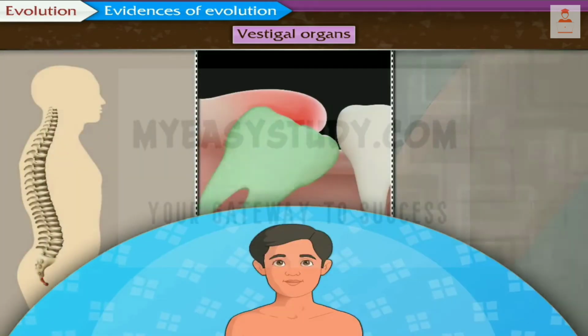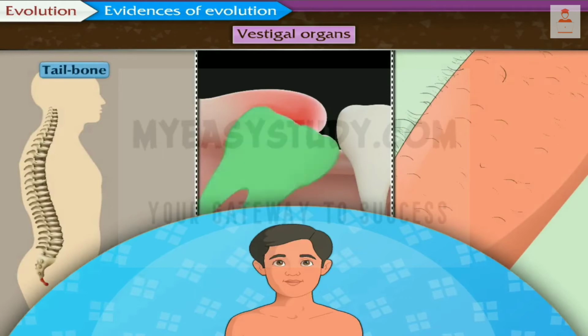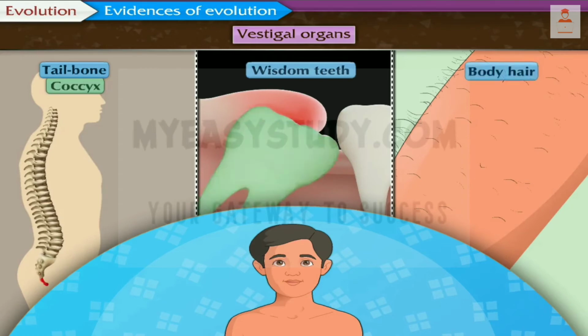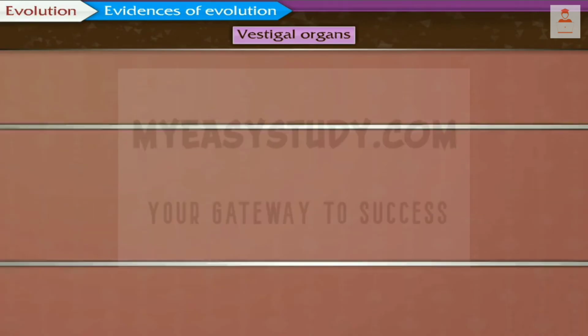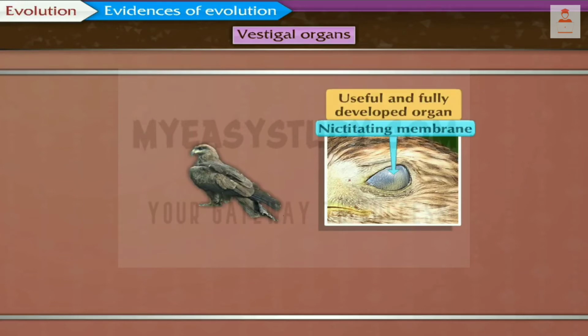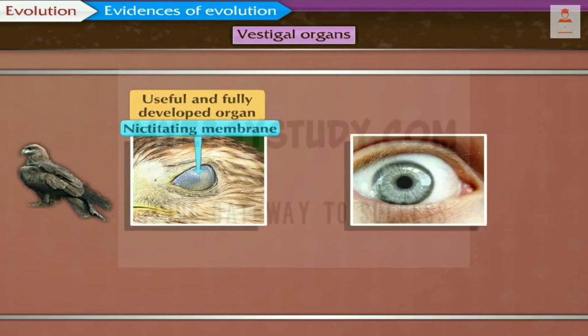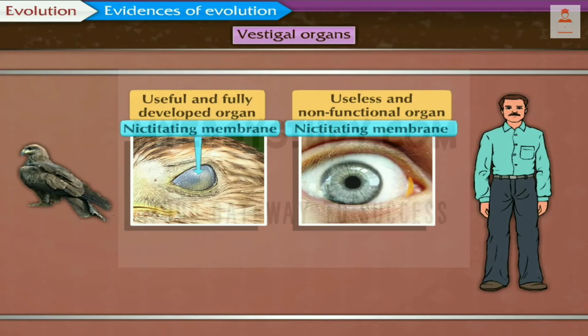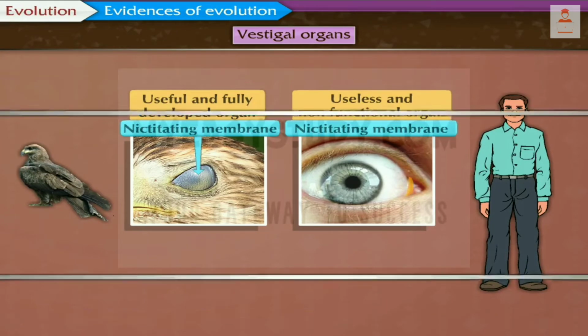Various vestigial organs like the tailbone, that is, coccyx, wisdom teeth, and body hair are present in the body of human beings. In birds, the nictitating membrane is a useful and fully developed organ. But the same organ is useless and non-functional in humans.